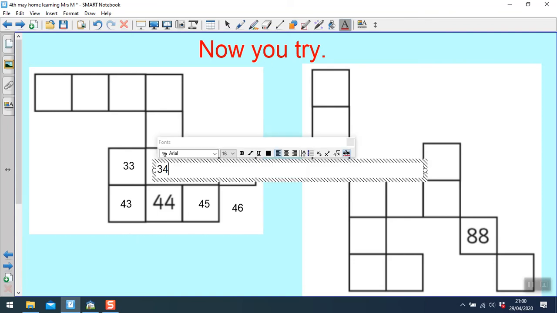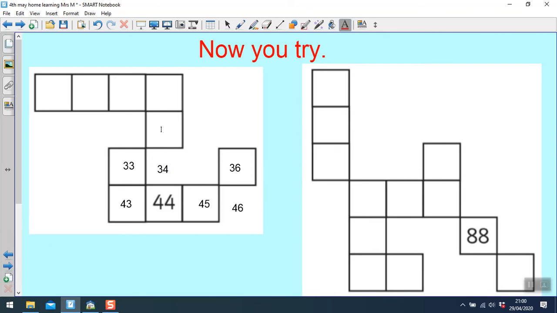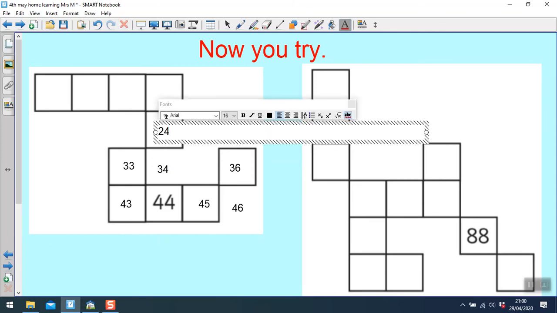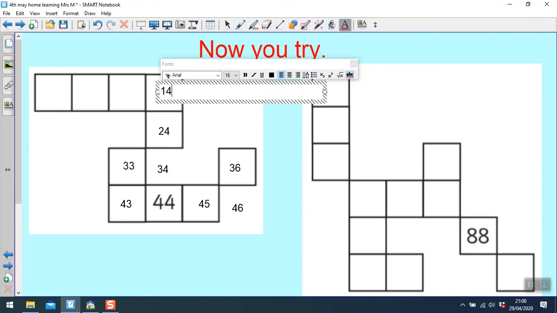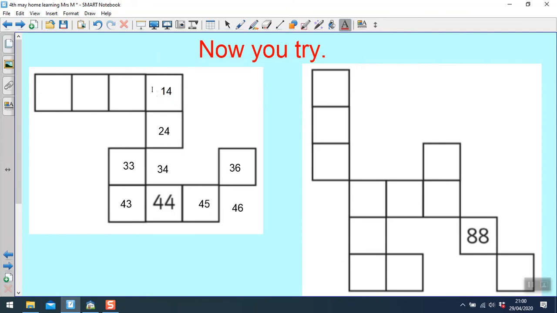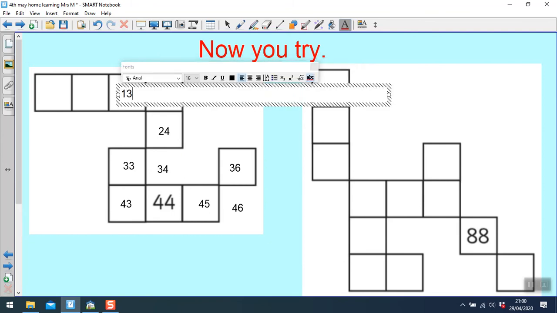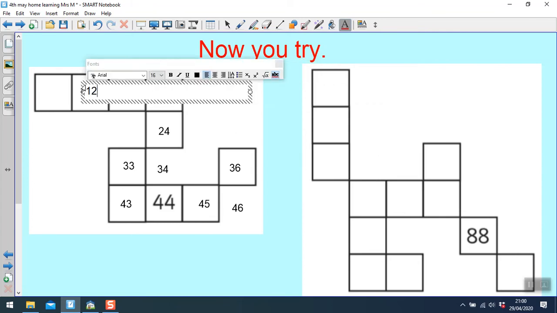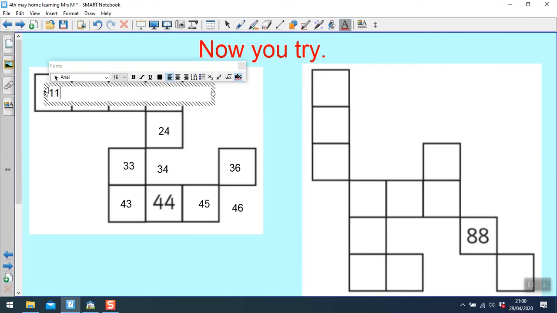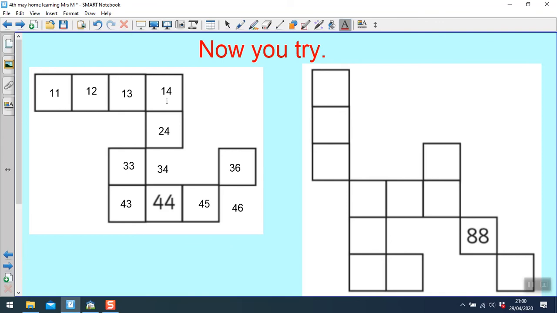So if that was 34, that can help me with this one. 24, subtract 10 is 14. Moving to the left, I'm subtracting 1. So 13, 12, 11. I'm just going to check. 11, 12, 13, 14, add 10, 24, add 10, 34, subtract 1 is 33, add 10, add 1, add 1, add 1, subtract 10.